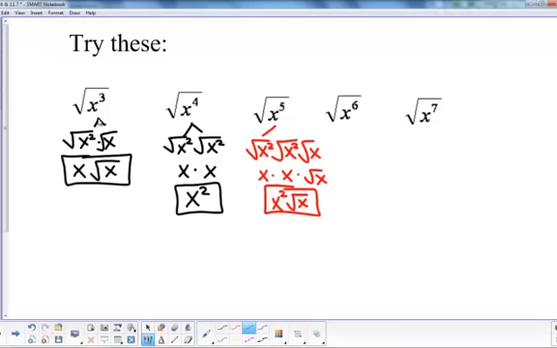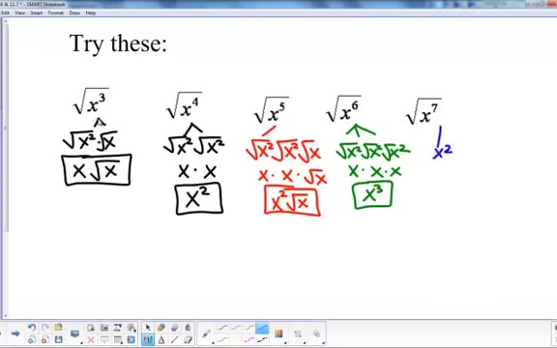The square root of x to the sixth, since it's an even exponent, there's going to be nothing left under the square root. So this is x times x, which is x cubed. And the square root of x to the seventh, since it's an odd exponent, there will be a 1 x left under. Because remember, x squared and x multiply to give you x to the seventh. So we have x times x times the square root of x. So this would be x cubed root x.